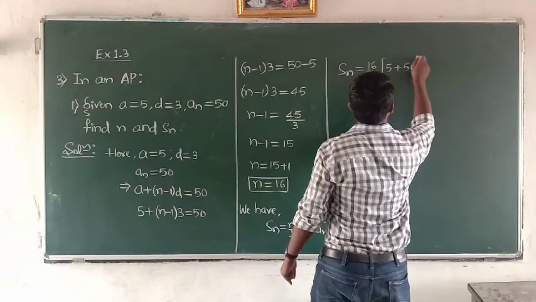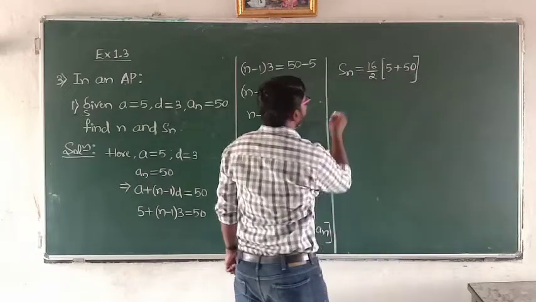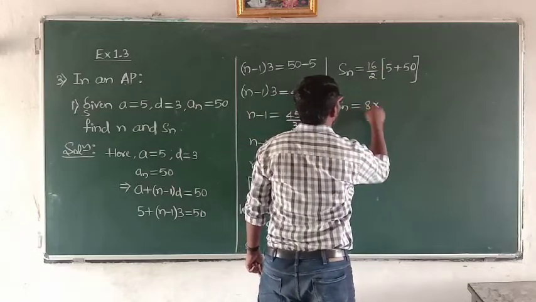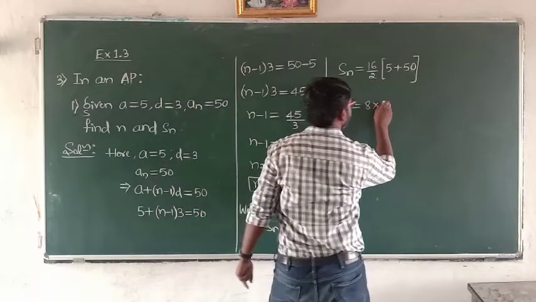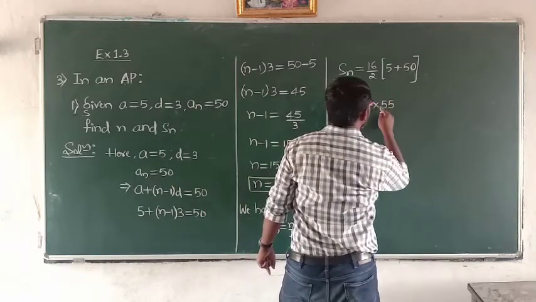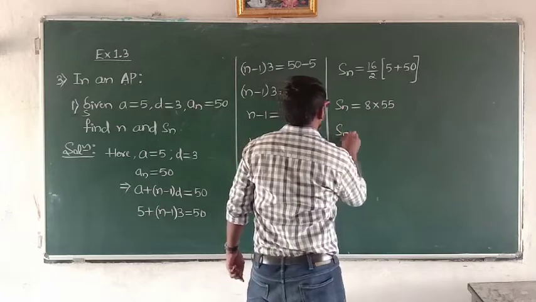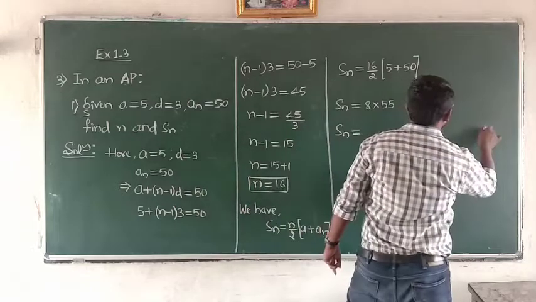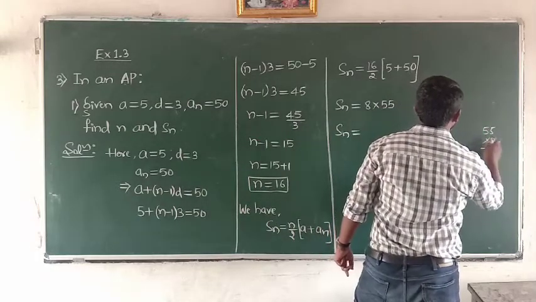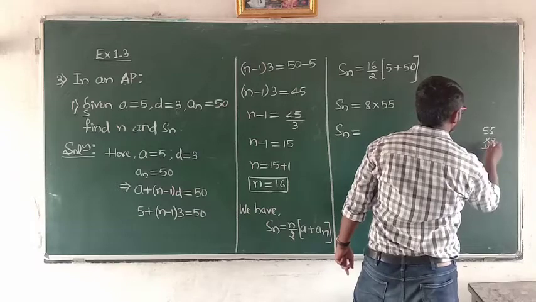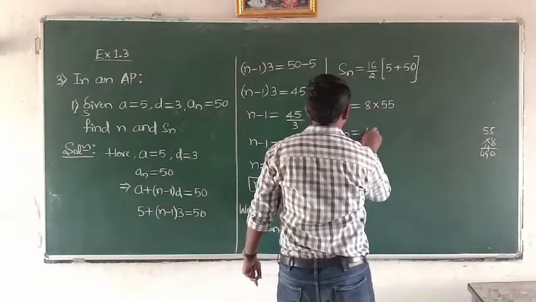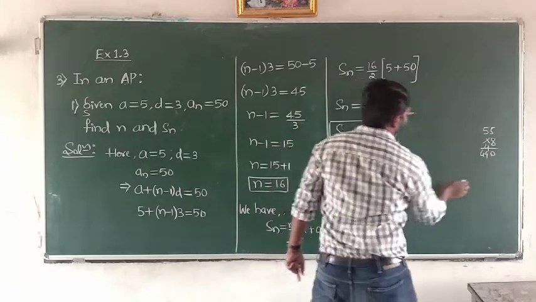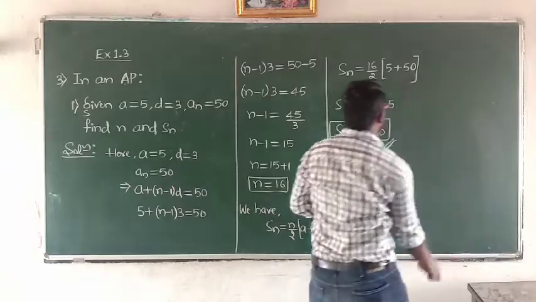So now see here, 16 by 2 is 8. Sn is equal to 8 into 55. How much do we get now? 55 into 8 is 440. So we get 440. This is the Sn value. So this is all about the first sub question.